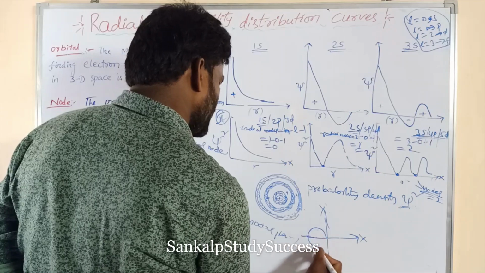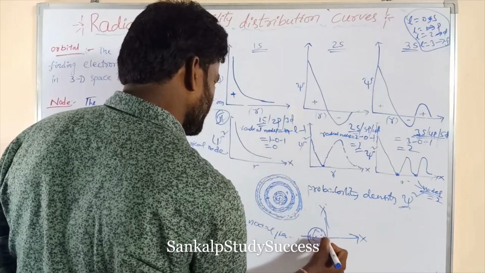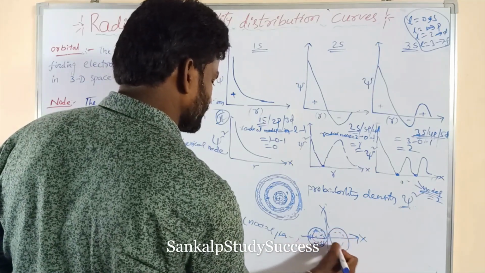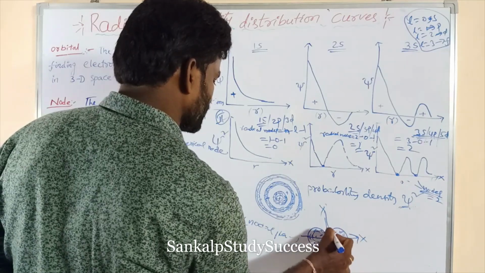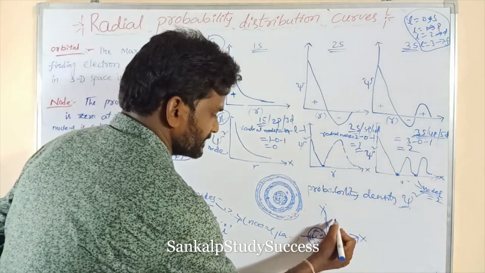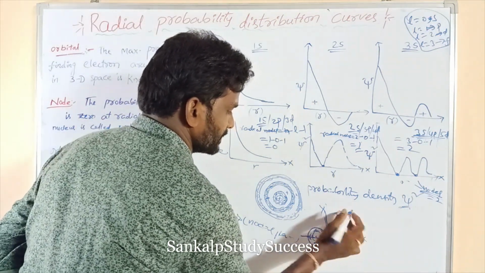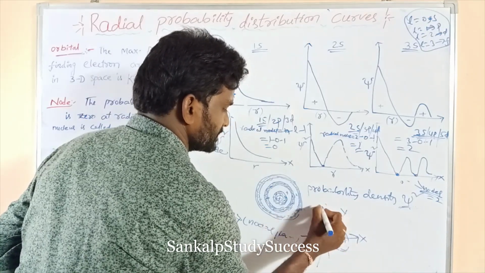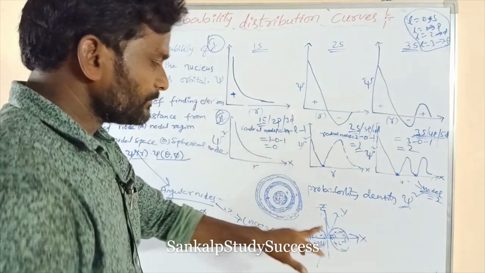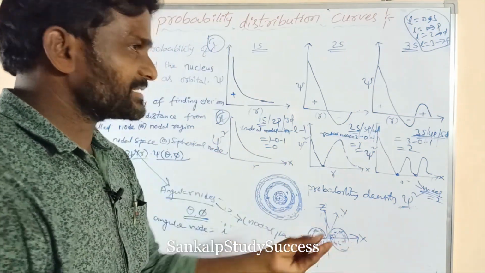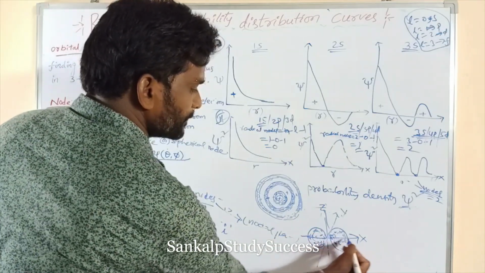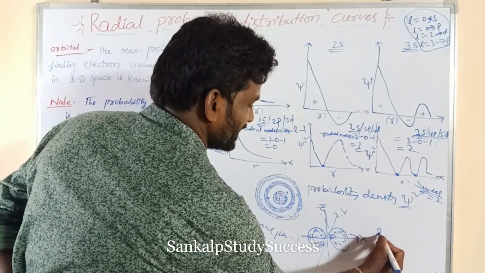Here the probability of finding the electron around the nucleus is in a dumbbell shape. So this is the dumbbell. Here this is the x axis, this is the y axis, this is the z axis, right? Here the dumbbell has two lobes. These two lobes are present on the x axis. This is taken as px.